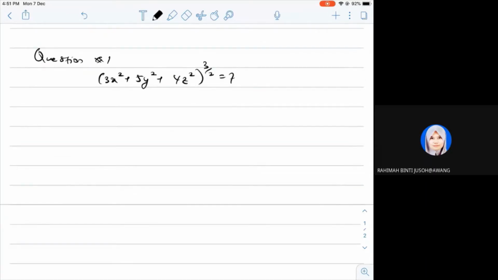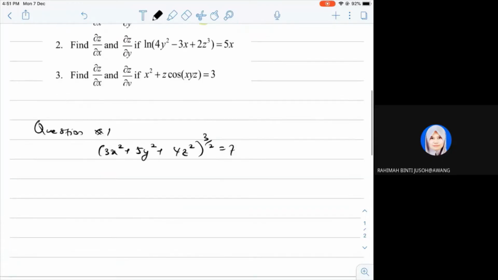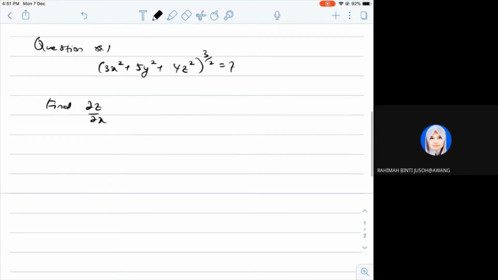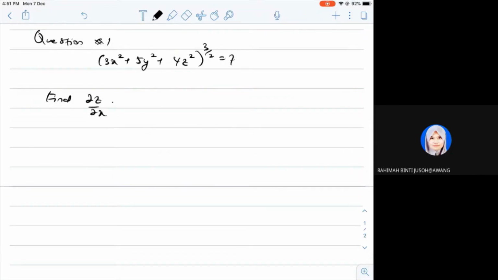Okay, I will show you the solution for the first method. Let's say we solve for del z del x. Find del z del x. Alright, first method, not first step but first method. There are two solutions to solve this type of question, implicit differentiation. So now let us learn the first method.